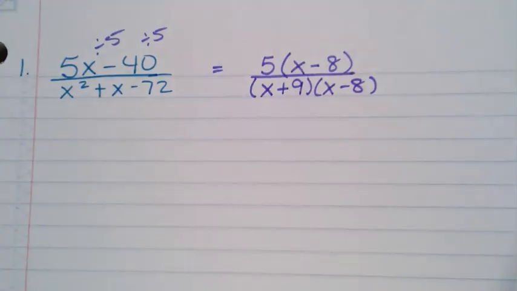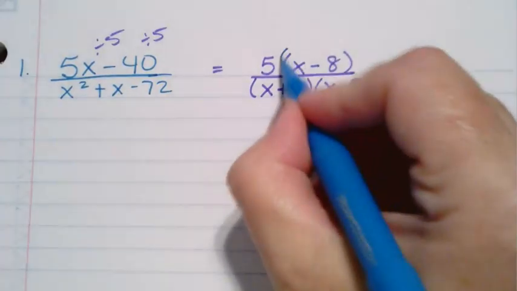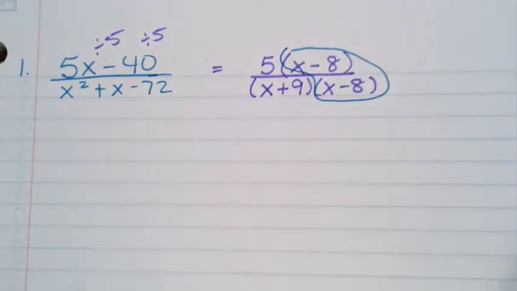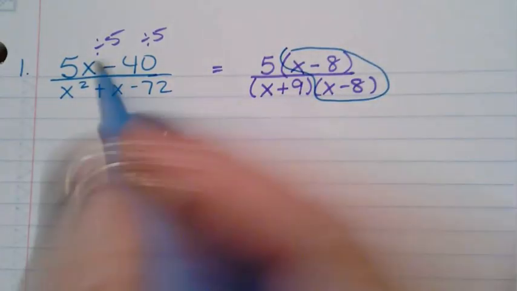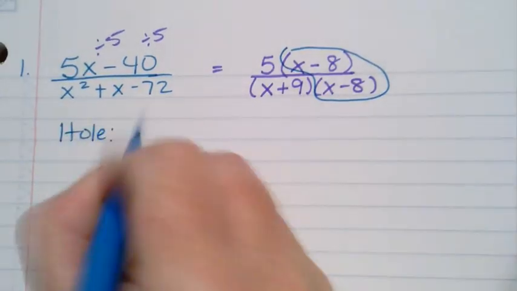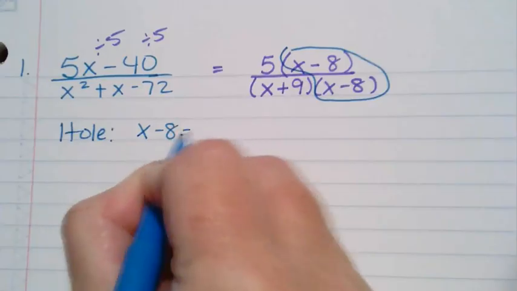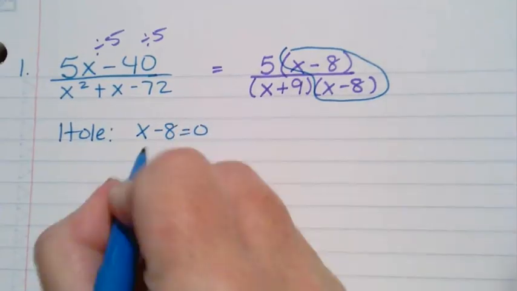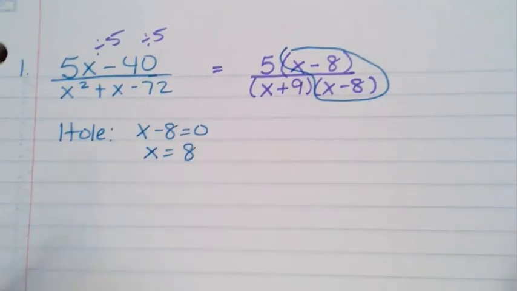Okay, let me change pens here. So wholes we always identify first, and wholes are where we have the same factor on top and on bottom. So we do have a whole here at x minus 8. Remember to set it equal to 0. So we have it at x equals 8.